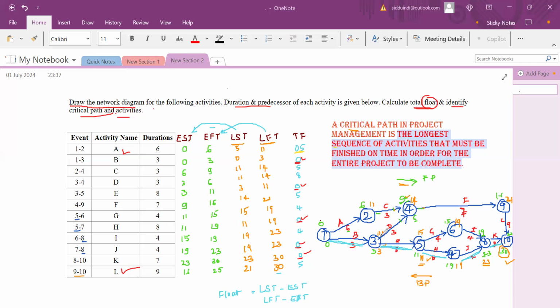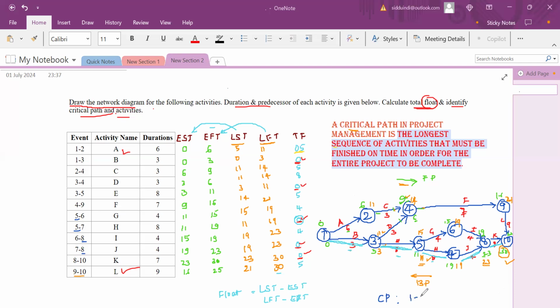The meaning of this is that wherever the float becomes 0, we can't avoid those activities to complete the project. We have to complete these activities by the given duration itself. That is the meaning of the critical path. Along this path only we get the maximum duration. It is 30.